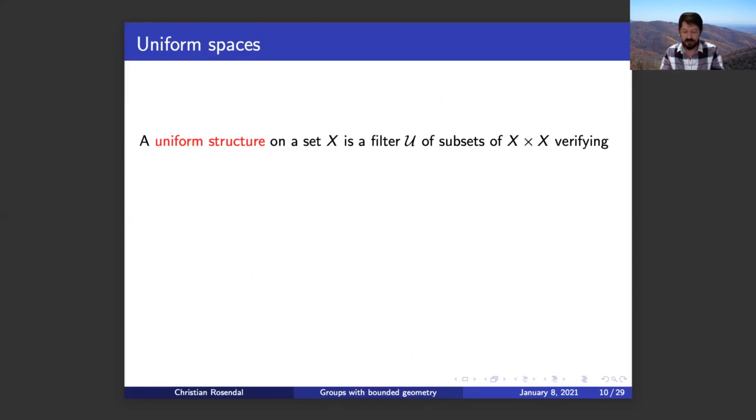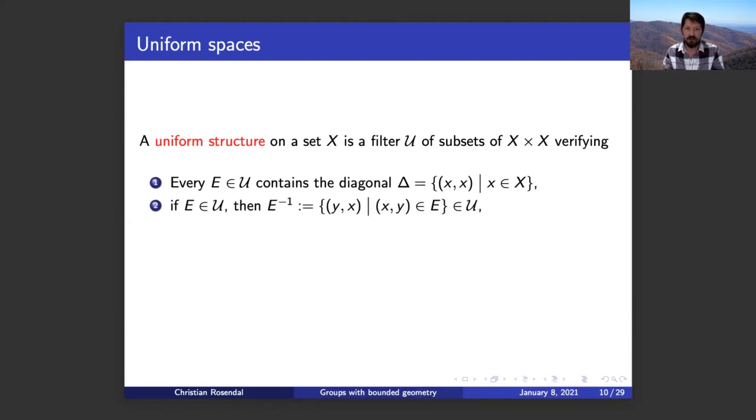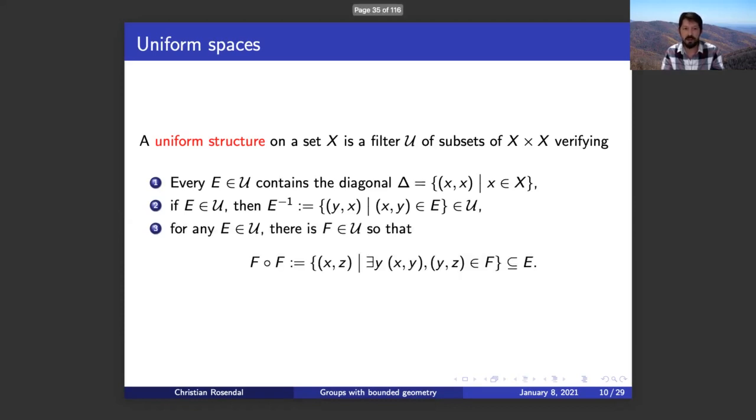Recall that if you have a set X, then a uniform structure on the set is a filter on subsets of X cross X. So these are subsets of the square. Every element of the filter contains the diagonal of X, and it's closed under symmetries, so if you flip the coordinates. And it has this additional property that there's sort of a square root for every element: if you have an element D, then you can find an F whose composition is a subset of E.